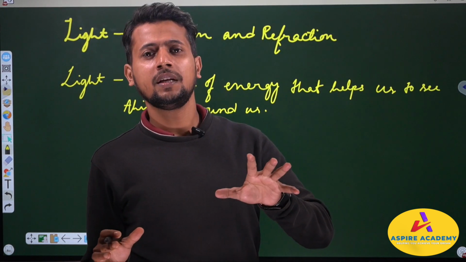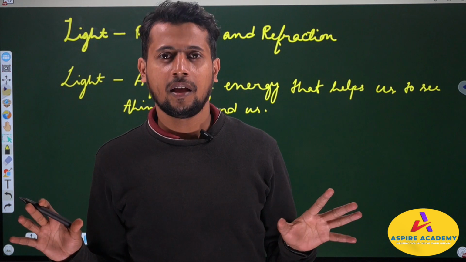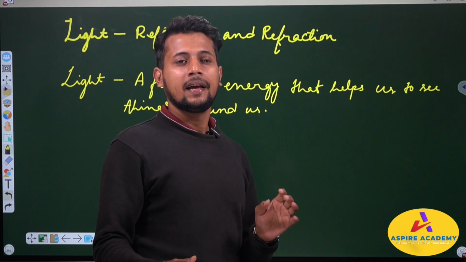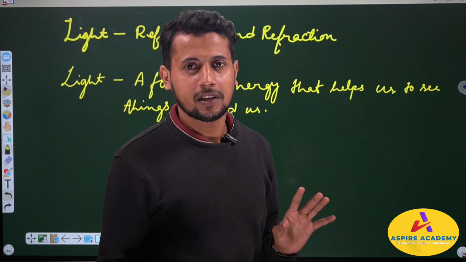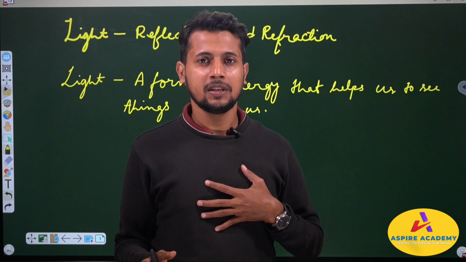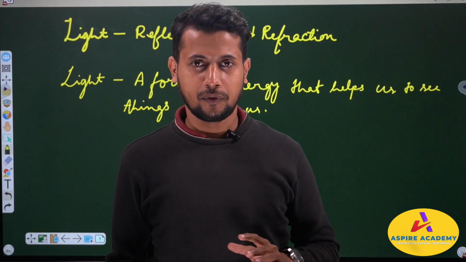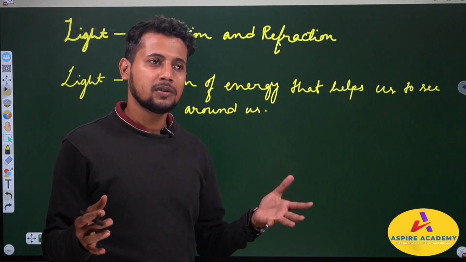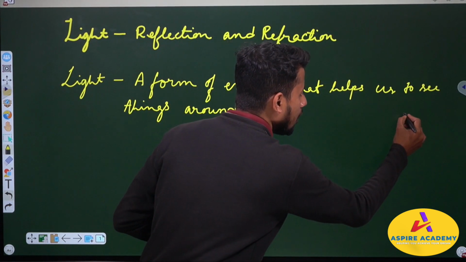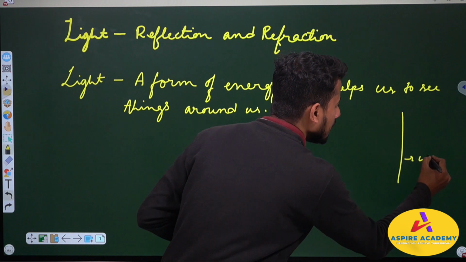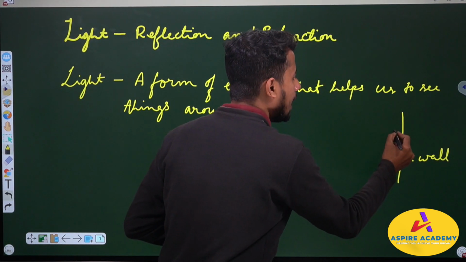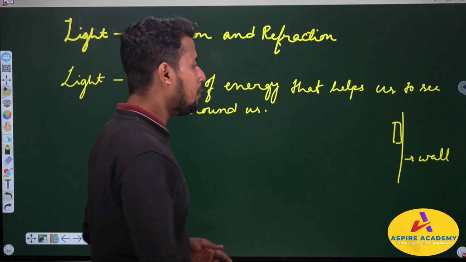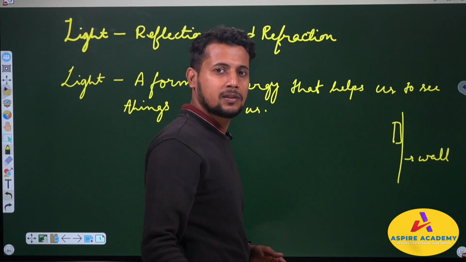Now, how do we see objects around us? We see objects around us when light falls on an object and it reflects back to another person's eyes. For example, if you are able to see a table in front of you, how does it happen? Say this is a wall, and I have a painting hung on the wall. Now, why will I be able to see the painting as well as the wall?